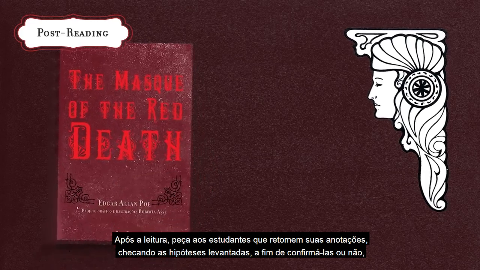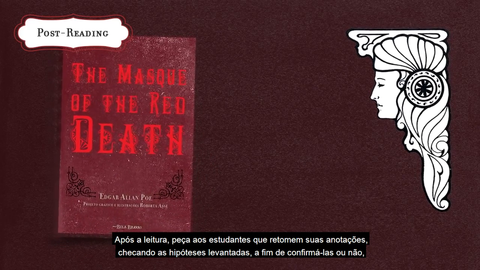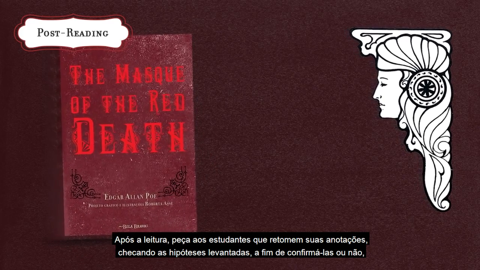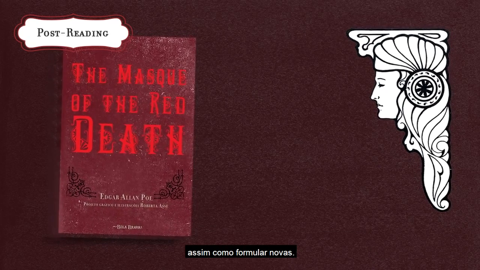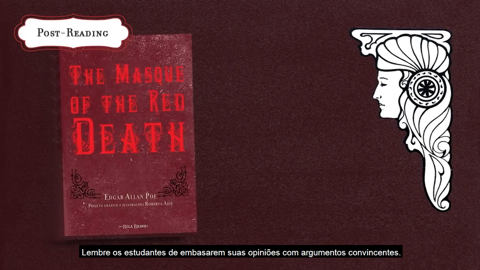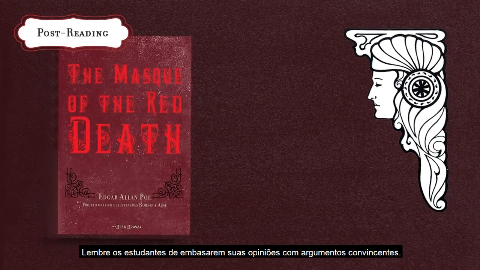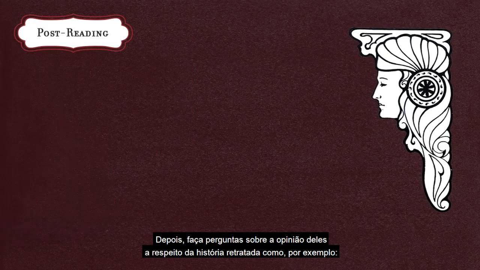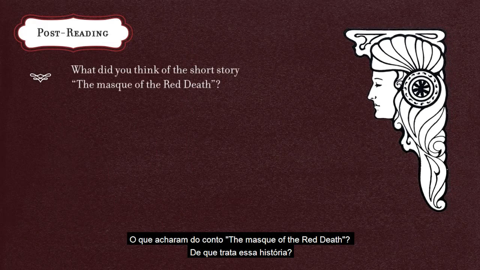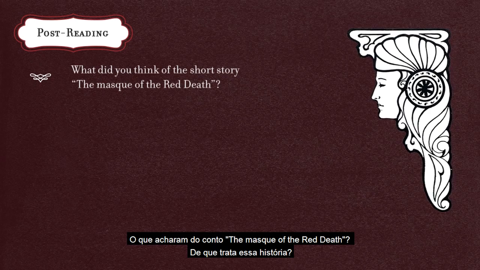After reading, ask the students to resume their notes on the hypotheses raised, in order to confirm them or not, as well as to formulate new ones. Remind the students to support their opinions with convincing arguments. Then, ask questions about their opinion on the portrayed story, such as: what did you think of the short story The Masque of the Red Death?